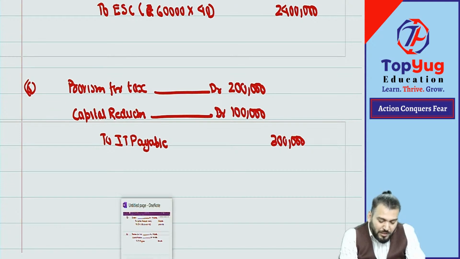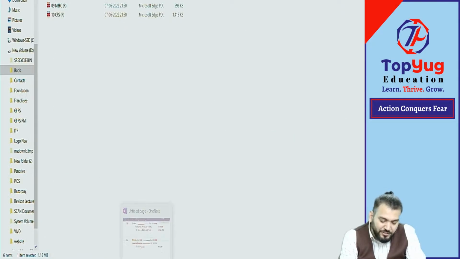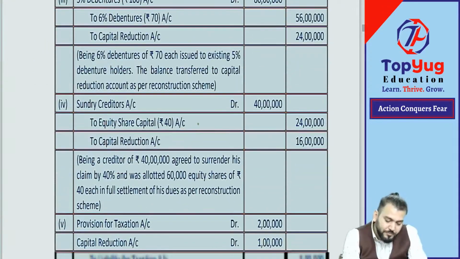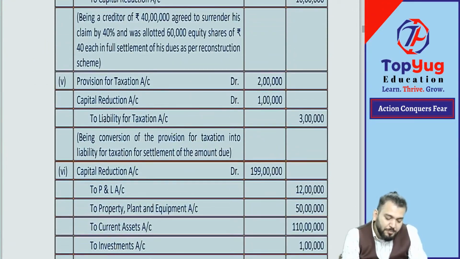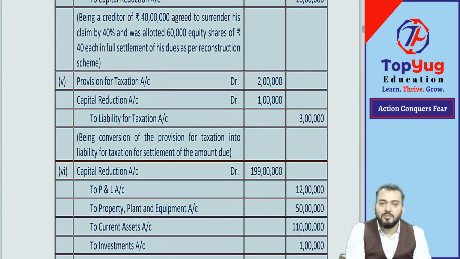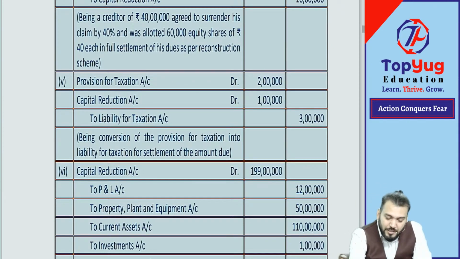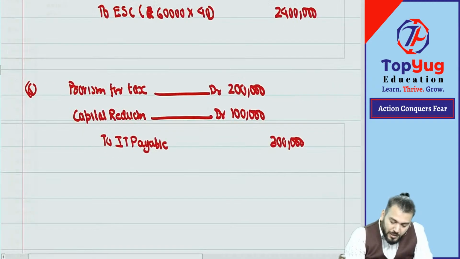I don't know what assumption has been taken by the institute. Let's see what they have assumed. Check kar lete hain. So you can see provision for tax to liability for taxation means income tax payable, so they have also assumed not paid. We'll make a rule: if it is given settled and nothing else is given, we'll assume it is not paid. So income tax payable and liability for taxation account are the same. Have you understood this point?